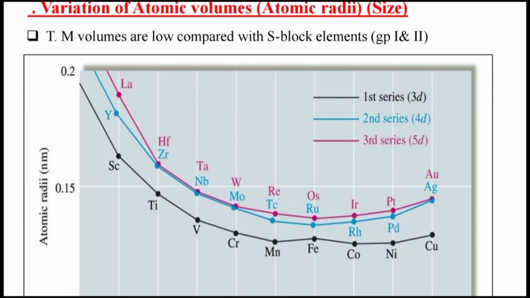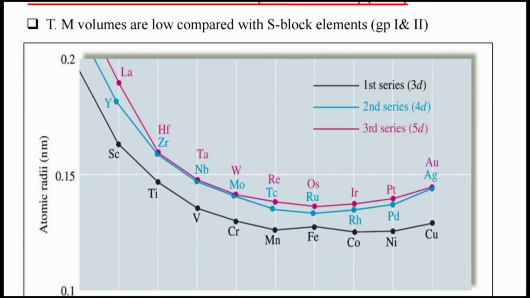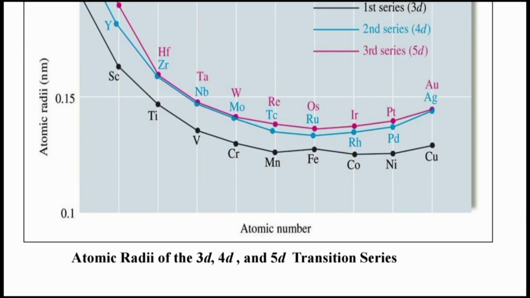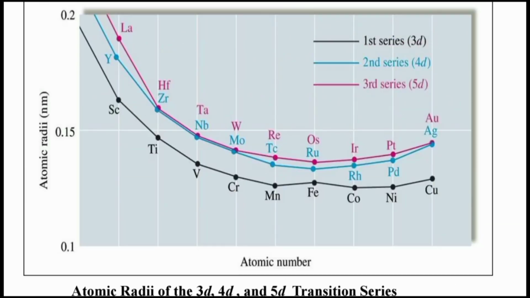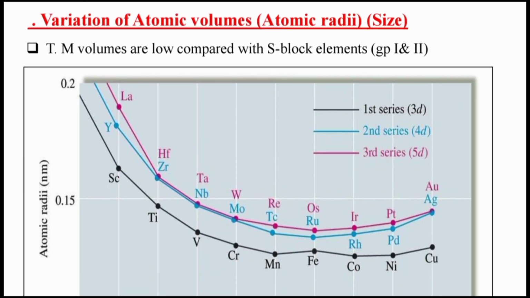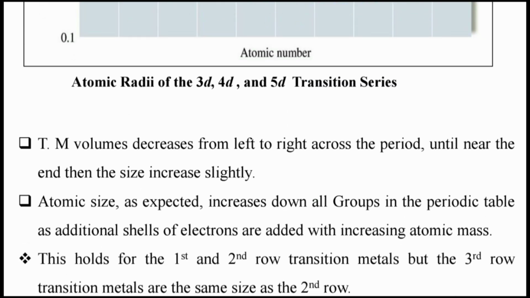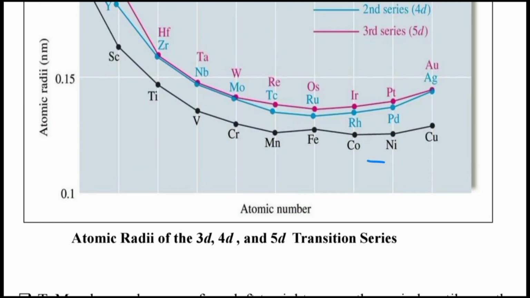Variation of atomic volumes, you can see here. Atomic volumes, yeah, these are about the same. It decreases. Transition metal volumes decrease from left to right across the period until near the end, where the size increases slightly. You can see here, it slightly increases a little bit. Here it decreases and increases a little bit.